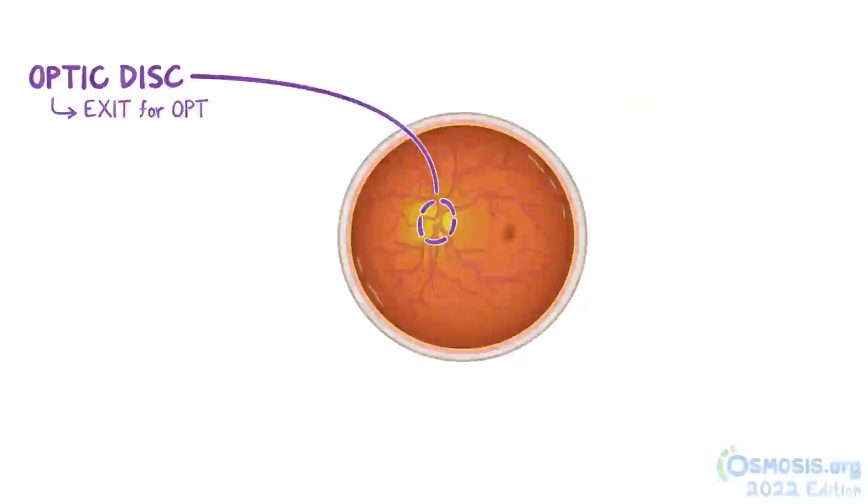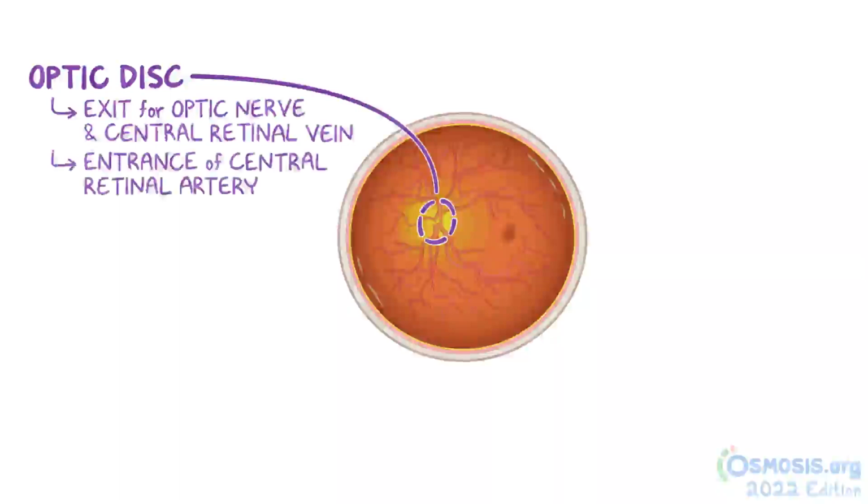The retina of the fundus contains the optic disc, which is a circular area that corresponds to the exit of the optic nerve and the central retinal vein from the posterior eyeball, and the entrance of the central retinal artery, a branch of the ophthalmic artery which supplies the retina. This circular area contains no photoreceptors, so it's a veritable blind spot in our vision.